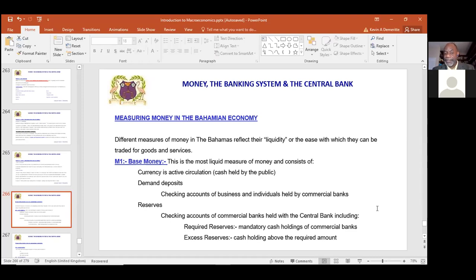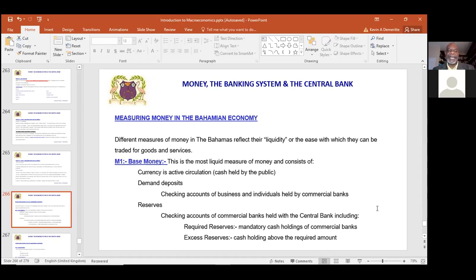Now, there are two types of reserves. And reserves, just as when we're talking about demand deposits, which are checking accounts of businesses and individuals, reserves are checking accounts of commercial banks that are held with the central bank. Your checking account is with your commercial bank; your commercial bank has a checking account with the central bank. And in its checking account, it has two sets of monies. Right? One is called the required reserve, and one is called the excess reserves.